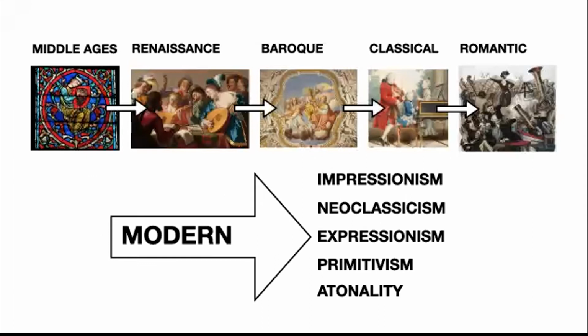So, defining modern music. In music history, things were pretty clear for a while. You had the Middle Ages, the Renaissance, Baroque, Classical, and Romantic eras, each with their own set of very distinct styles and composers. Modern music is not as easy to define. Many music styles emerged from the early modern era, including Impressionism, Neoclassicism, Expressionism, Primitivism, and atonality.